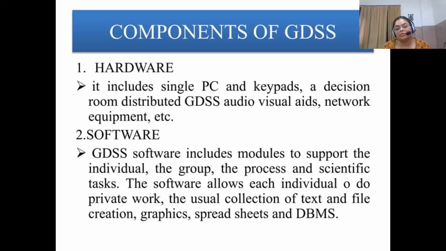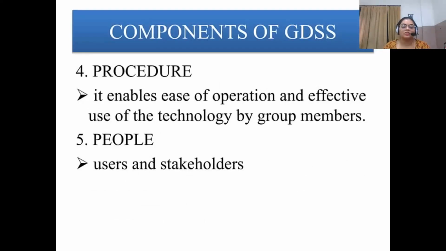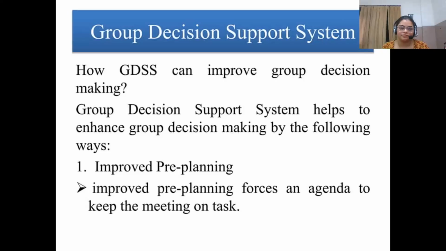क्यों? क्योंकि वो एक डेटाबेस मैनेजमेंट सिस्टम को फॉलो करता है. कुछ स्प्रेडशीट, कुछ ऐसे सॉफ्टवेयर जो हमारी इंफॉर्मेशन को स्टोर कराने में, उसको प्रोसेस कराने के काम में आए. Next, procedures. It enables ease of operation and effective use of technology by group members. People, users and stakeholders. जो भी हमारे users होंगे GDSs को यूज करने की, वो हमारे stakeholders होंगे, वो people की भी जरूरत है. Now, group decision support system can improve group decision making.